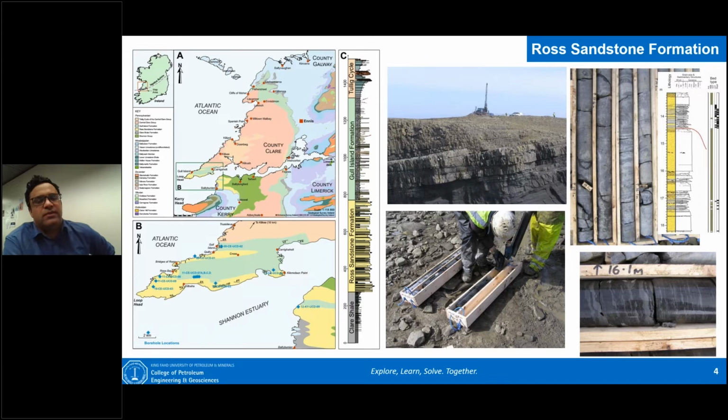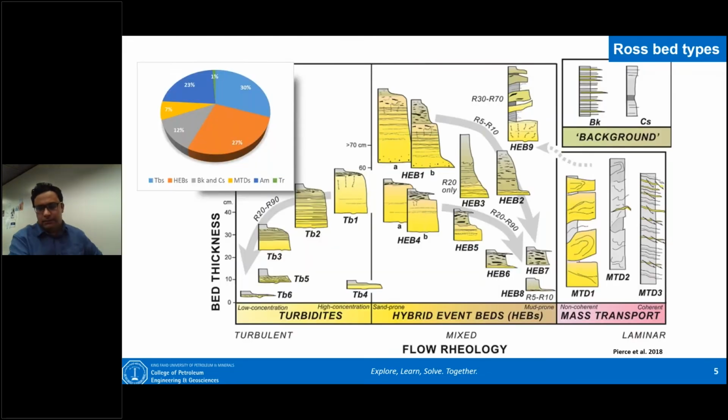The reason to choose the Ross Formation was that it has been drilled recently with the help of Equinor, and a lot of fresh core material is available for analysis. Secondly, the cores have been logged, and a lot of different types of hybrid event beds formed by different processes have been reported. So it's really a good initial material to test how carbon can be buried by these different flow processes.